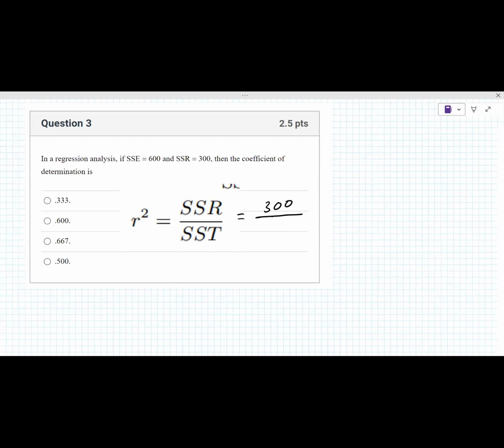SST is the sum of squares total. The sum of squares total is the sum of squares regression plus the sum of squares error. So they're giving you 300 plus 600. SST is 900. We talked about how you'd probably have something like this on there. So you definitely got to know this formula to be able to answer it. Any questions on that before we move on? I think so. All right.